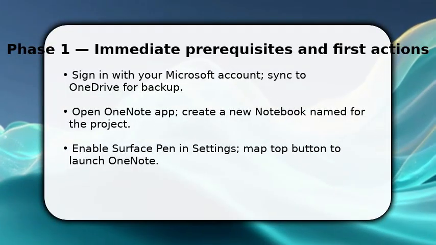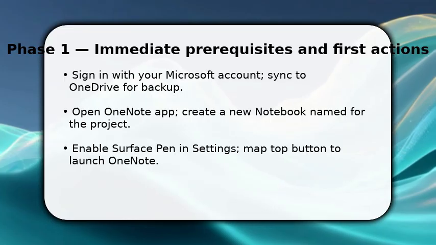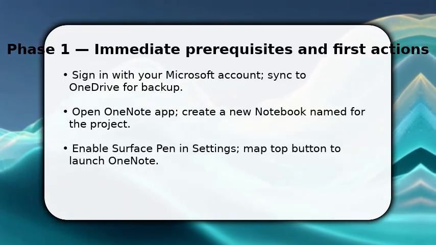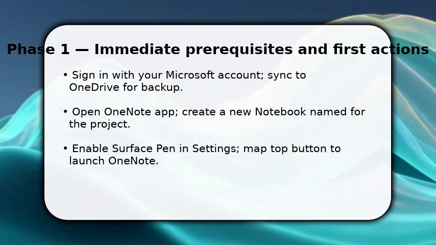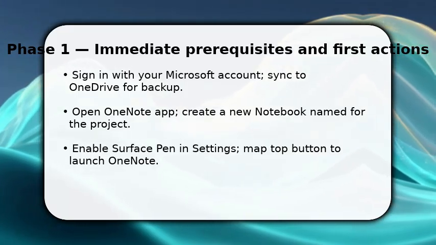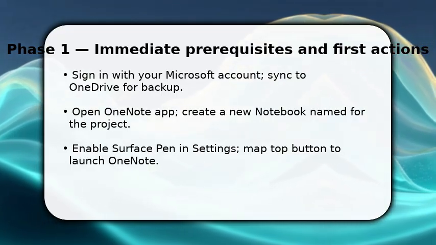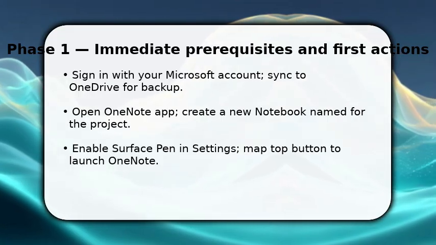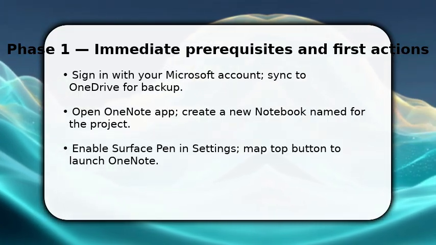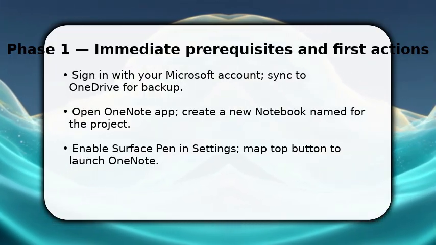You start by signing into OneNote so your notebooks sync to OneDrive. This prevents loss and keeps versions consistent. Once signed in, open the OneNote app and create a new notebook for this topic. Name it clearly. Then, pair and enable the Surface Pen in Windows settings and map the shortcut to open OneNote. This gives you instant access. Also make sure your Surface has battery and Windows updates installed because performance affects handwriting responsiveness.